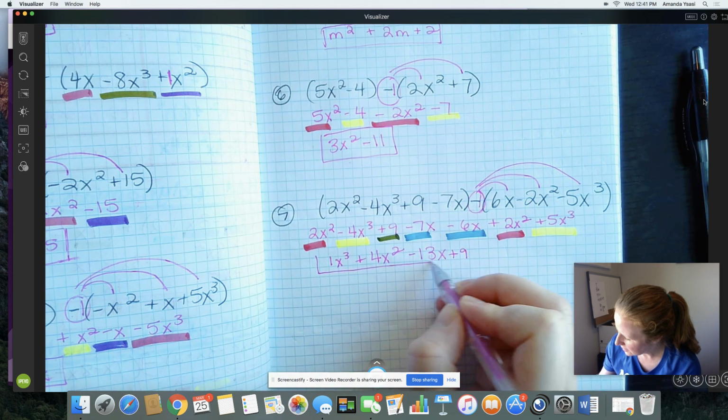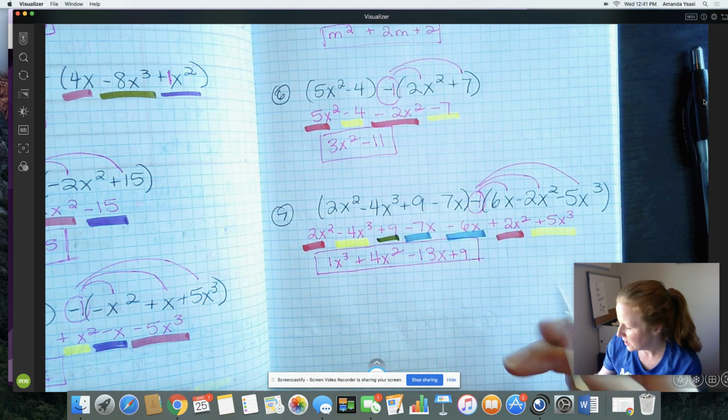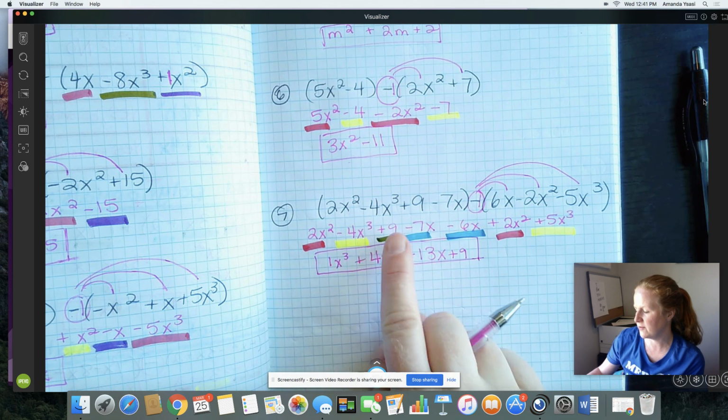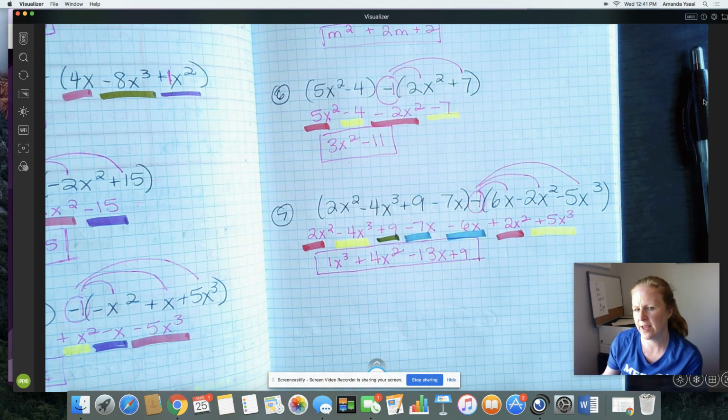And another reason why I use markers is because it helps me make sure that I've done each one of them. And it keeps them all kind of organized. You don't have to do that, but you can if you want.